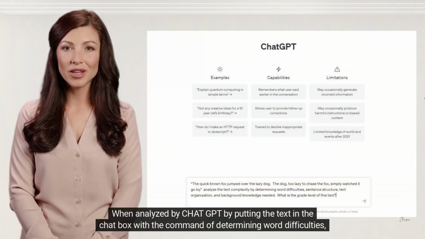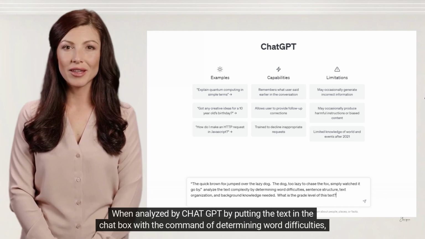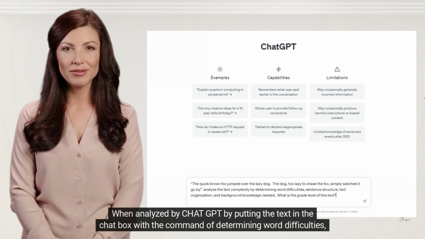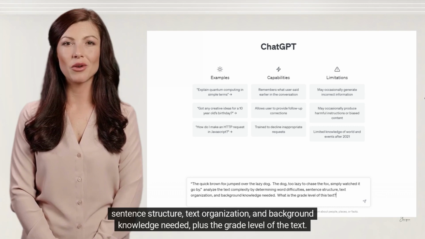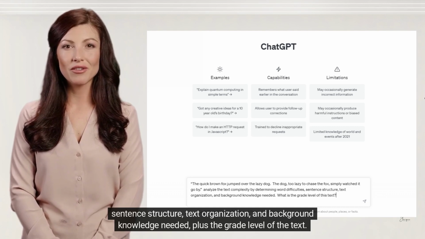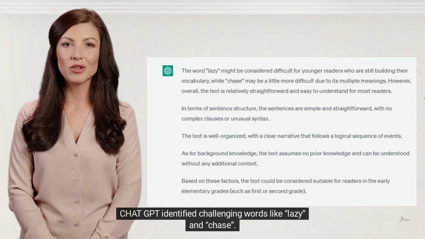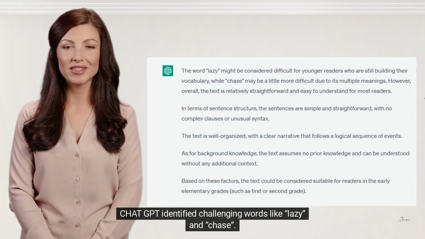When analyzed by ChatGPT by putting the text in the chat box with the command of determining word difficulties, sentence structure, text organization, and background knowledge needed, plus the grade level of the text, ChatGPT identified challenging words like lazy and chase.